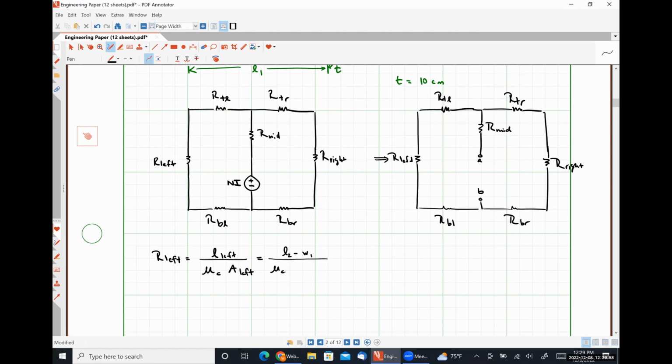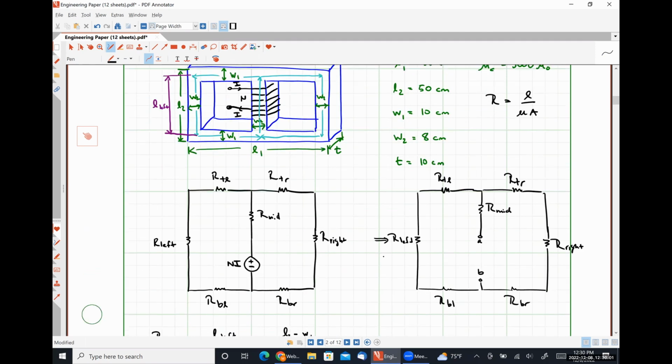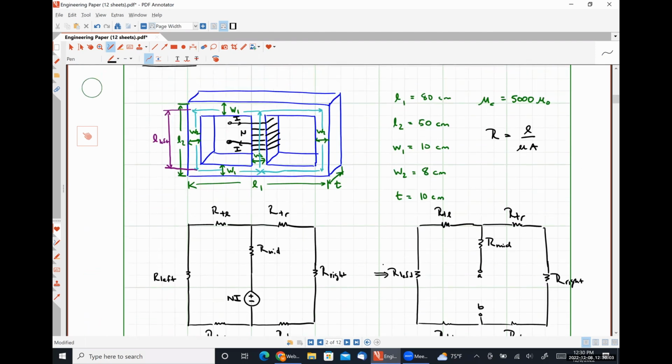Then we have our permeability. So what is the area that we see as the flux travels down this leg? So that area is going to be the size of this rectangle here, or this cross-sectional area of this leftmost leg, okay? So the leftmost leg has a width of W2 and a thickness of T. So the area is simply W2 times T.